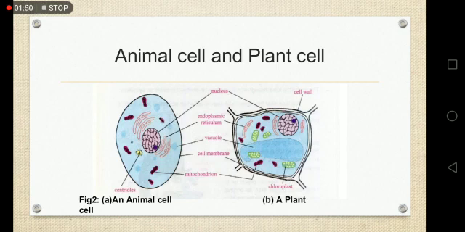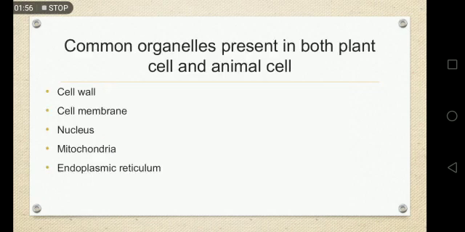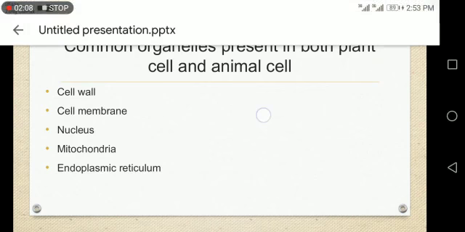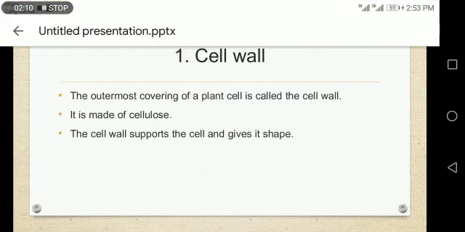Now we will talk about the animal cell and plant cell. Students, there are many parts in a cell. A microscopic study of cells shows different parts in animal and plant cells. Firstly, we will talk about the common organelles present in both plant cell and animal cell. So the first organelle is the cell wall.